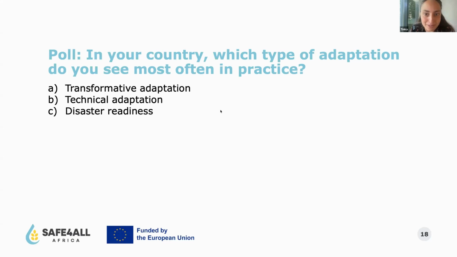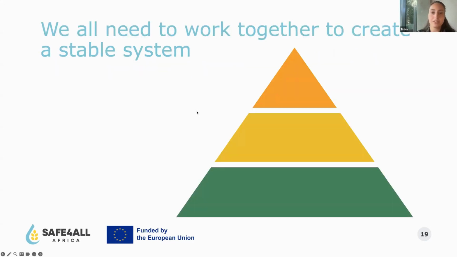And that's a really interesting result, actually. So I see most people say technical adaptation is mainly taken, then transformative adaptation, and then disaster readiness. And that's really interesting, also to me, because I think what we often see in practice is that indeed technical adaptation is the main thing that's being done. So we try to use our super smart techniques. They can be very simple or very complicated, to prevent the impacts. And you often actually see also quite some disaster readiness.